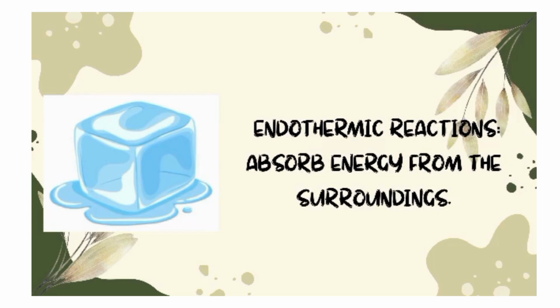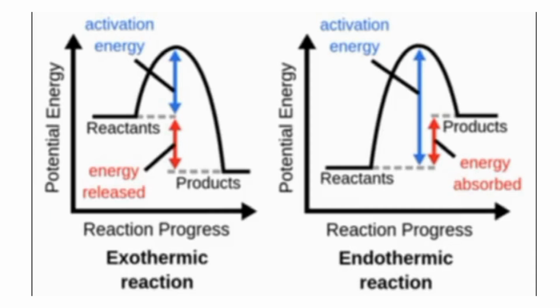While endothermic reactions take in energy from the surroundings. As a result, the temperature of the surroundings decreases, so the surroundings get colder. In an exothermic reaction, the products have less energy than the reactants because energy is released to the surroundings. The difference in energy between the reactants and the products is the energy released.